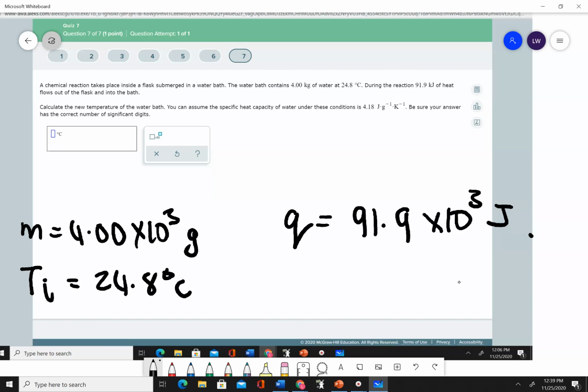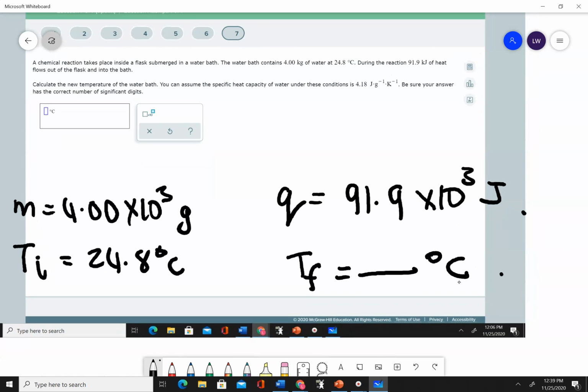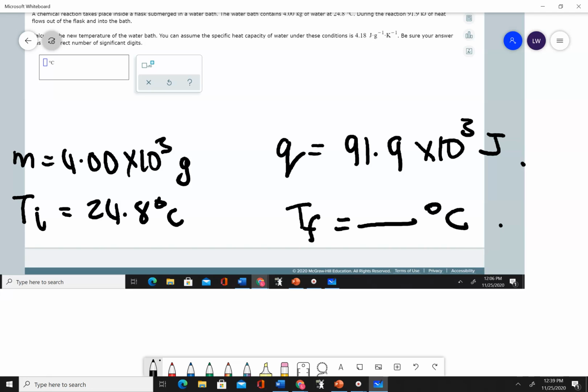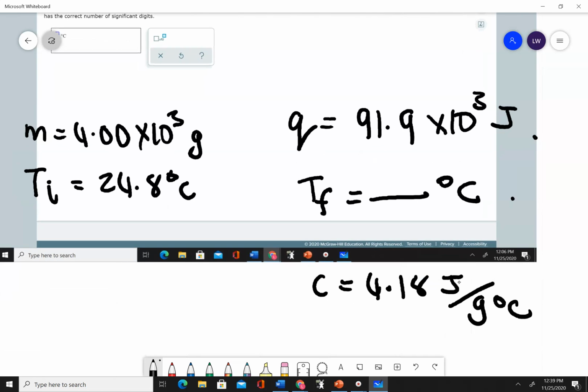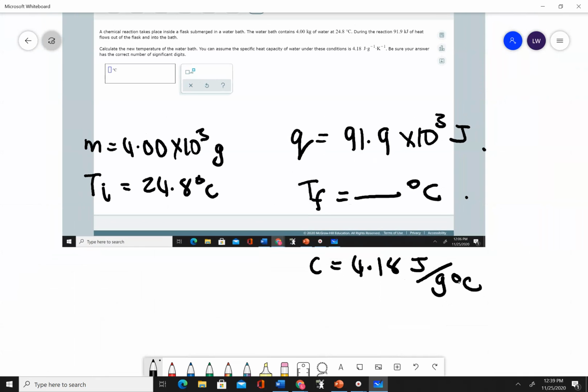Then it says calculate the new temperature of the water bath. So we want to calculate the final temperature like so. It says you can assume the specific heat capacity of the water under these conditions is 4.18 joules per gram per degree Kelvin. So what that means is that C is 4.18 joules per gram, and remember per Kelvin unit is the same as per degrees Celsius. So this doesn't look too horrible, right?